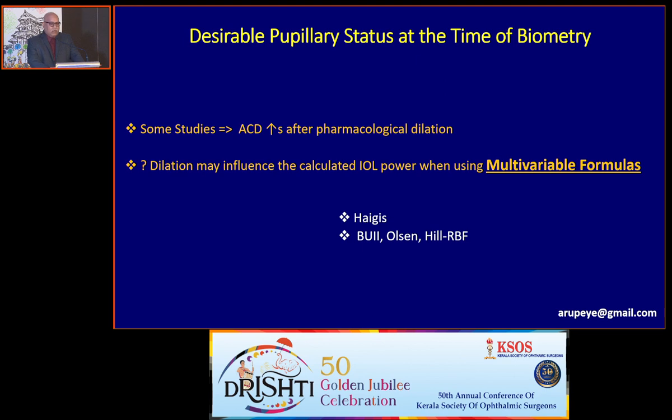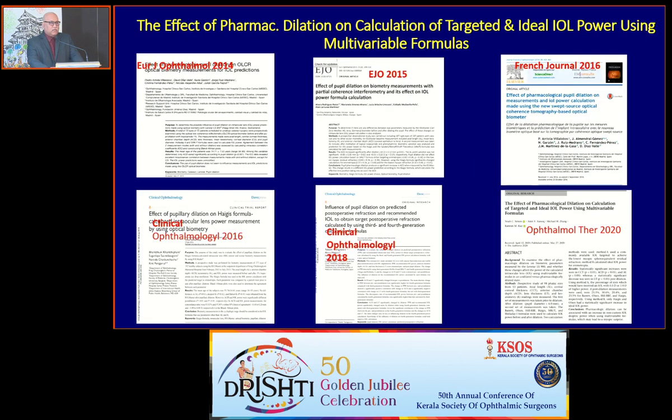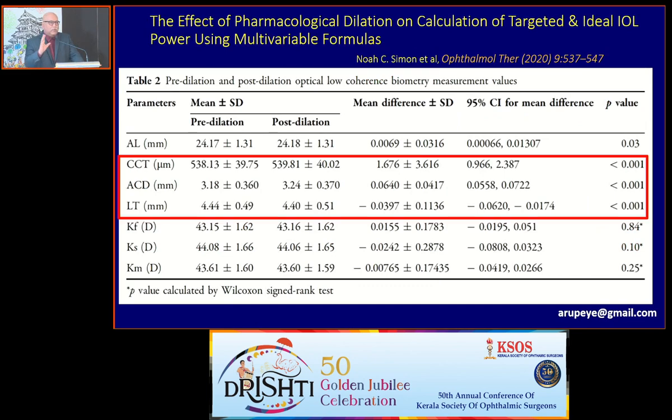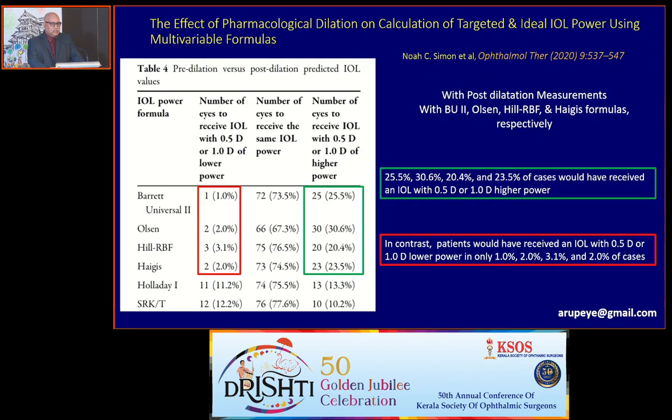But then this brings us back to another experience of ours. If you do the biometric measurements after the pupil is dilated, the measurements are altered. You get different parameters. Central corneal thickness, anterior chamber depth, lens thickness, everything changes. And it has been shown that if you use the latest formulas, Barrett Universal 2, Olsen, Hill-RBF, Haigis, almost one-fourth of the time you end up with a myopic result in the postoperative period.